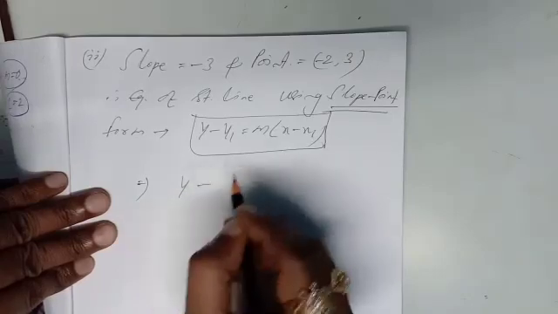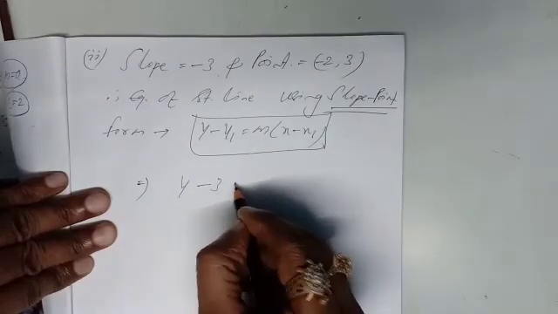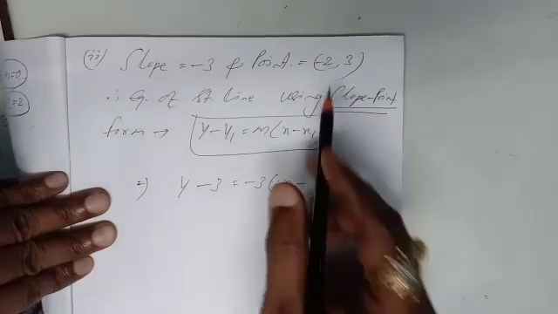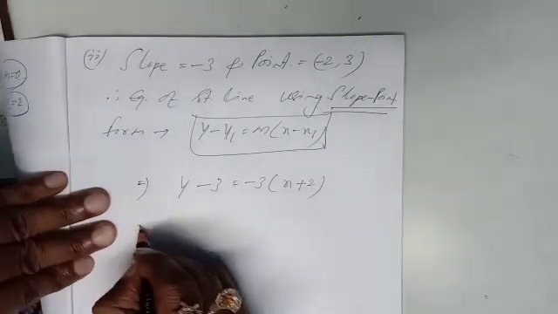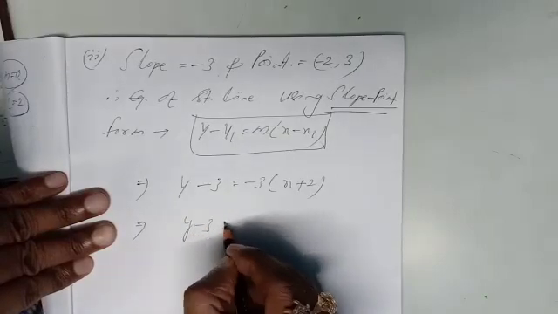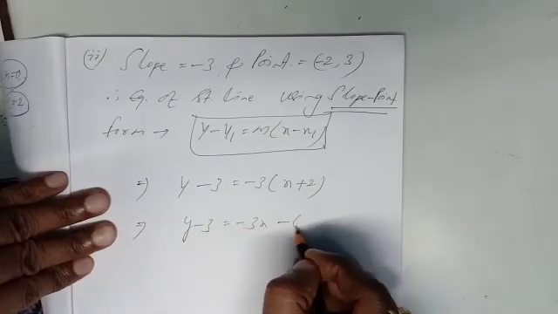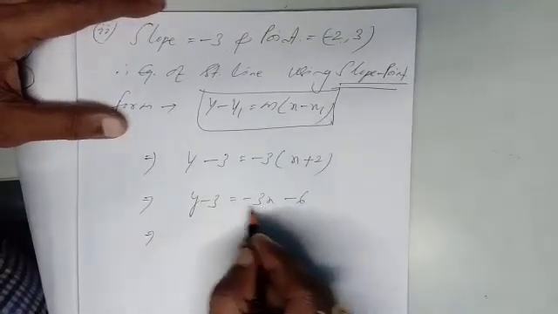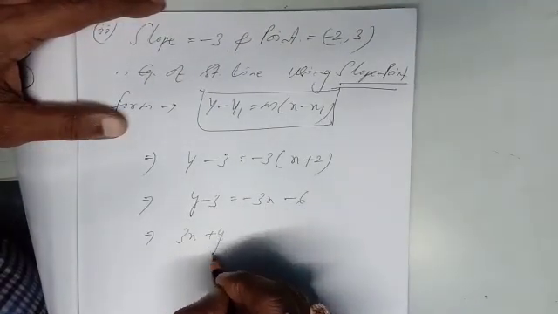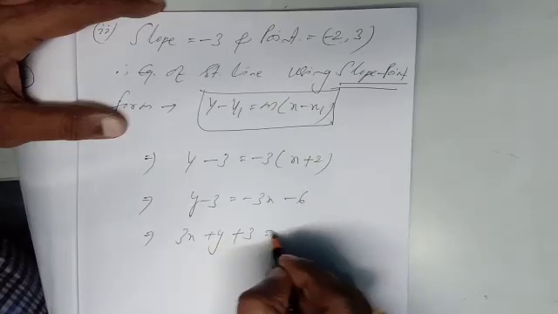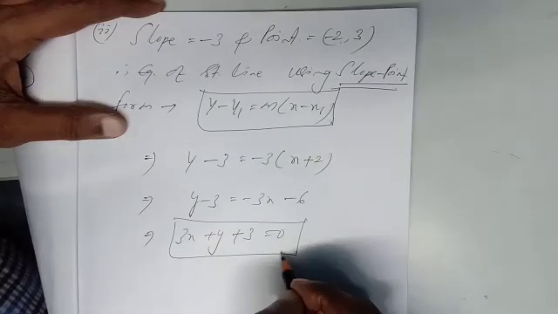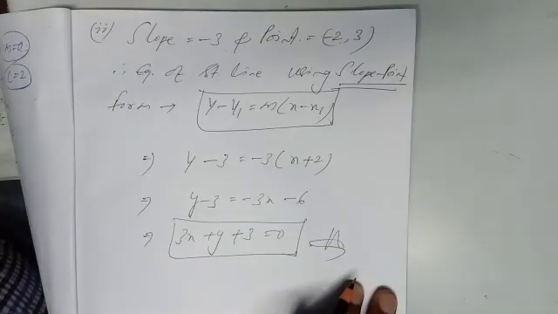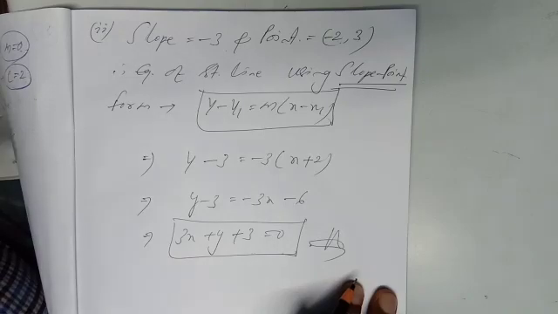Y minus y1. What is that y1? 3. M given how much? Minus 3. X minus x1. What is that x1? That is minus 2. This will be plus 2. Now simply you have to open the bracket. Y minus 3 is equal to minus 3x minus 6. You have to arrange in general equation form like that: 3x plus y plus 3 will be 0. Just simplify and write x, y number equal to 0. Okay, this is the answer of number 12, second part.